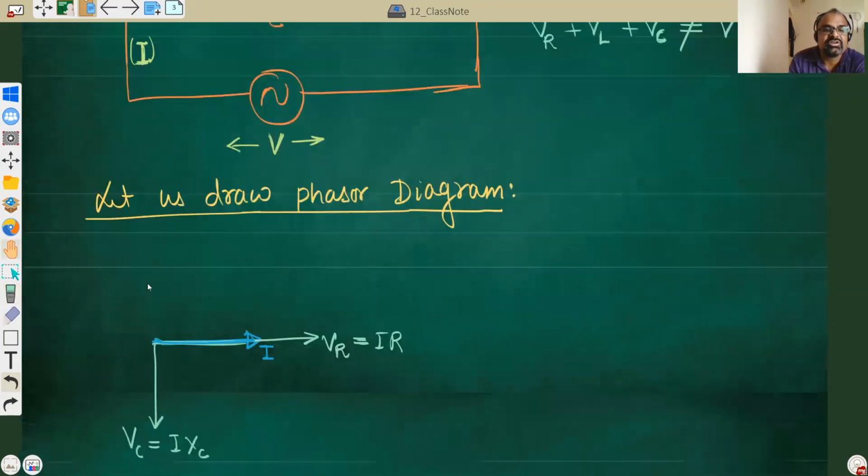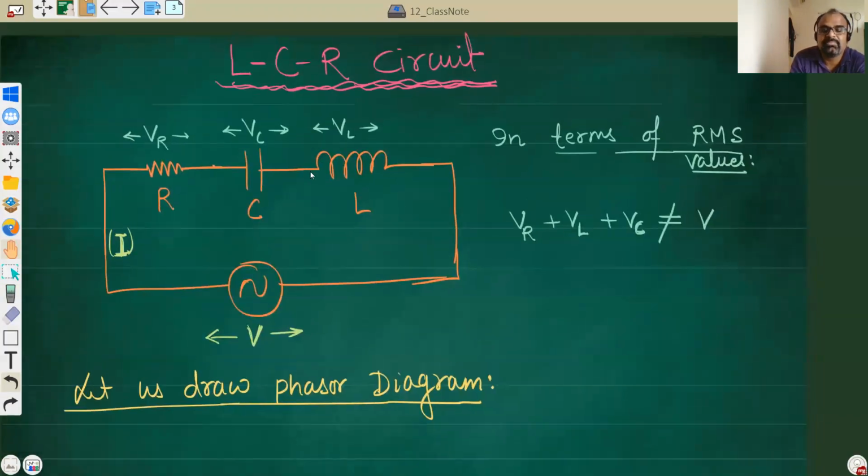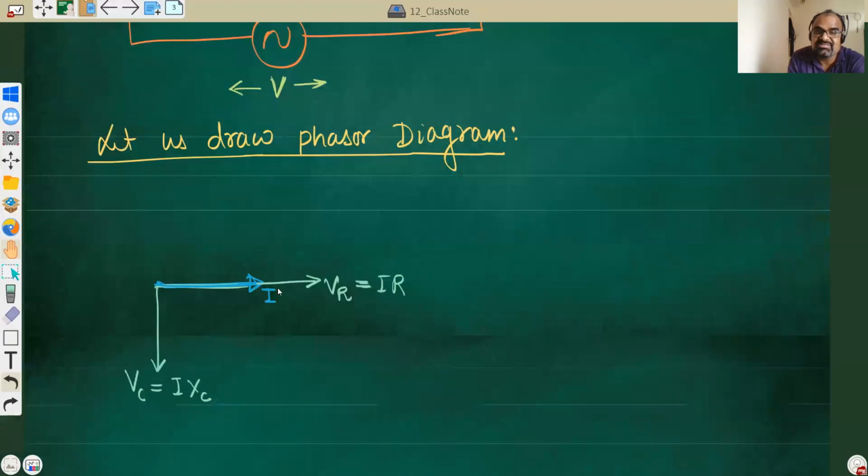Now let's focus on the inductor. Current through the inductor and voltage across the inductor are not in the same phase. Voltage across the inductor leads the current. So if this is the current phasor, then the VL phasor, that means voltage across the inductor, will be above it, leading, like this. So this will be the VL phasor, and it will be equal to I into XL.